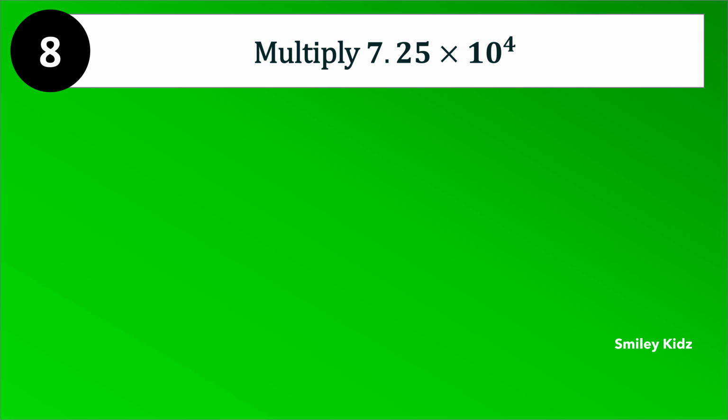Moving to question number 8. Multiply 7.25 into 10 to the power 4. Your time starts now. Your time is up. Now let us see the solution. 7.25 here can be written as 725 by 100 into 10 to the power 4. 100 can be written as 10 square.